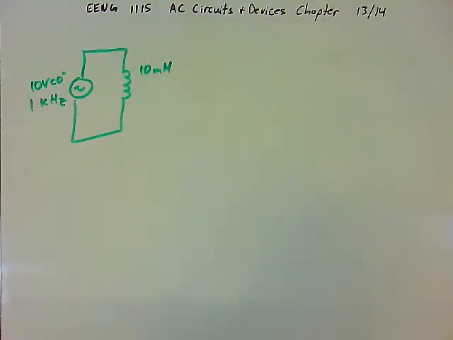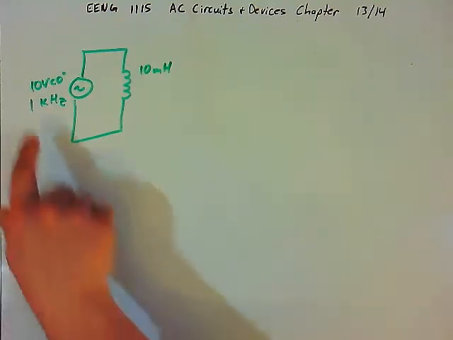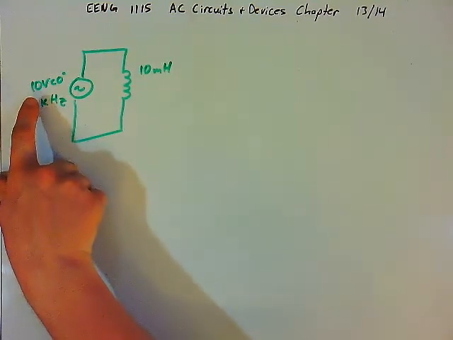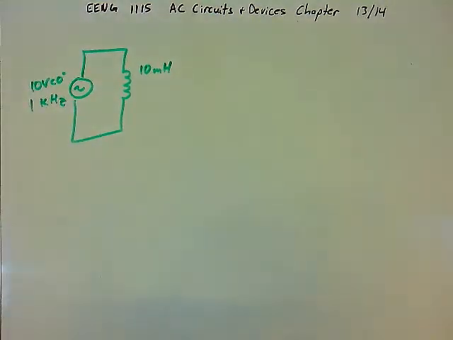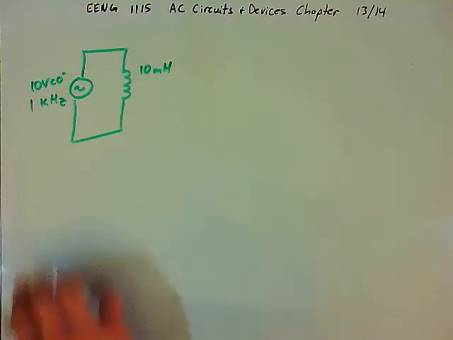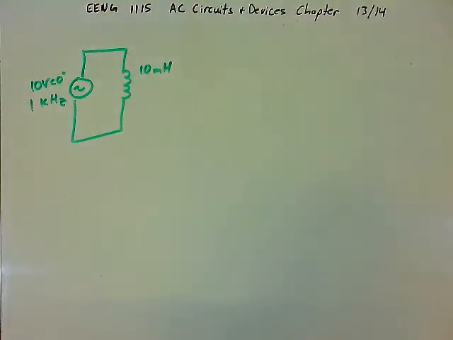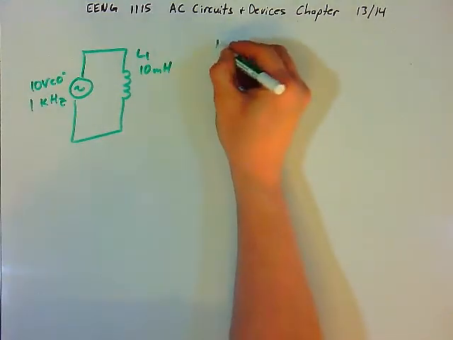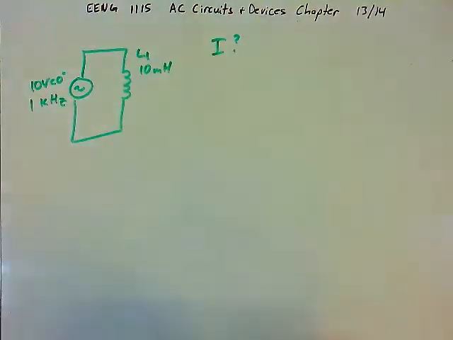So let's look at a simple circuit. We have 10 volts at 0 degrees, and unless stated otherwise, this is RMS. Right? This 10 volts means 10 volts RMS, not peak. Okay? 10 volts at 0 degrees. The sine wave is oscillating at 1 kilohertz, and we have an inductor in the circuit that is rated at 10 millihenries. And so, how much current flows in the circuit?